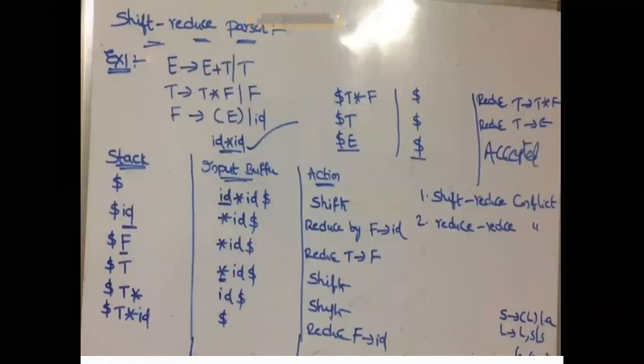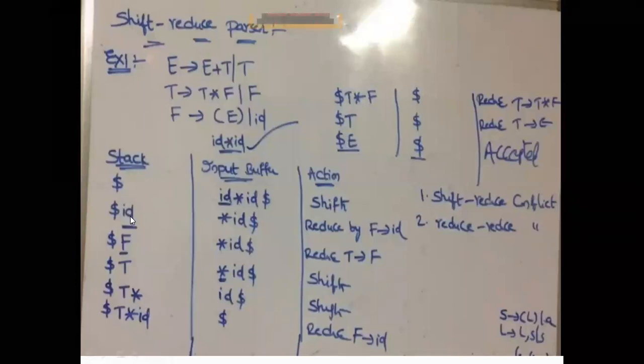Shift operation means we are pushing that terminal onto the stack, and reduce operation means that the right side is replaced with a non-terminal. Here we have a terminal, so we have to push this id onto the stack. That means we perform a shift operation. So shift means this id is pushed onto the stack.